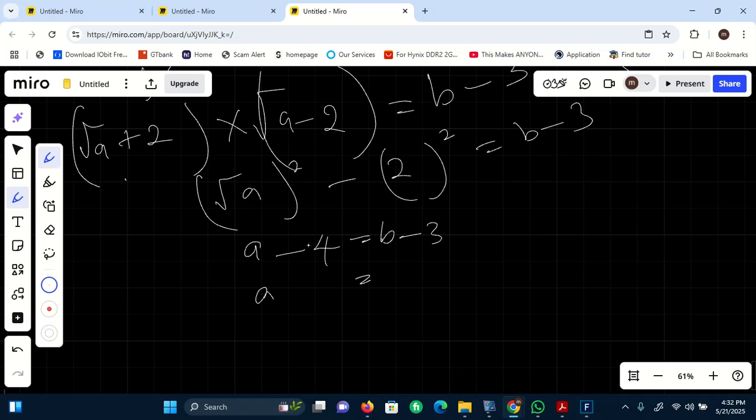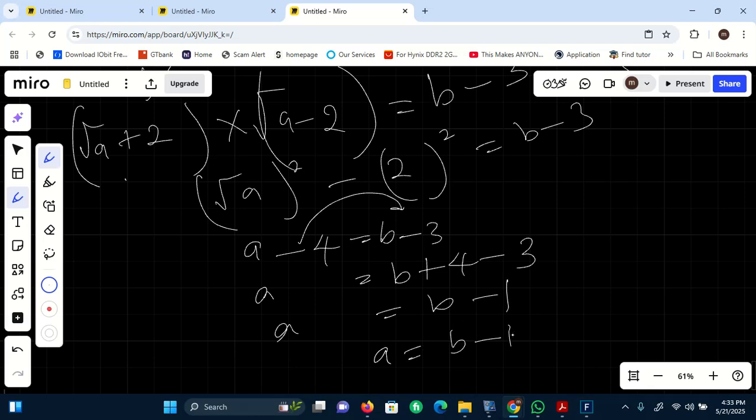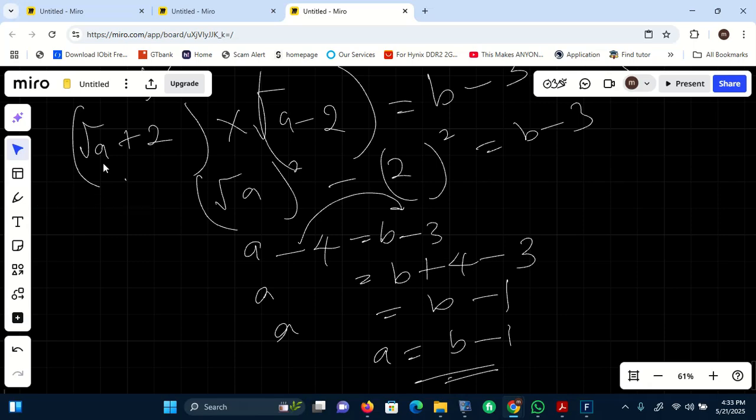So A is equal to what? You take minus 4 to this side, it becomes B plus 4 minus 3. So A is equal to B plus 4 minus 3, and 4 minus 3 is 1. So A is equal to B plus 1. That is what we have done. I've made A the subject of the formula. All right, let's go back to the second question.